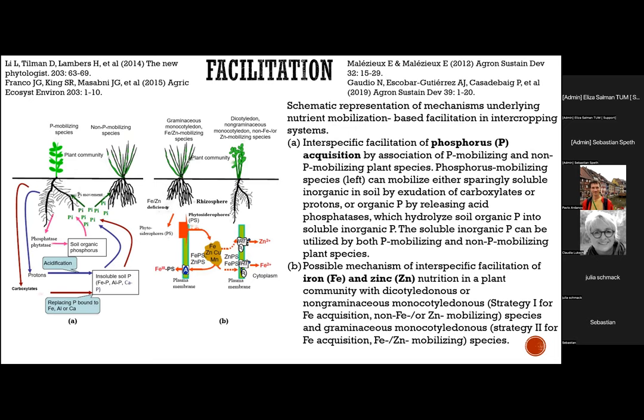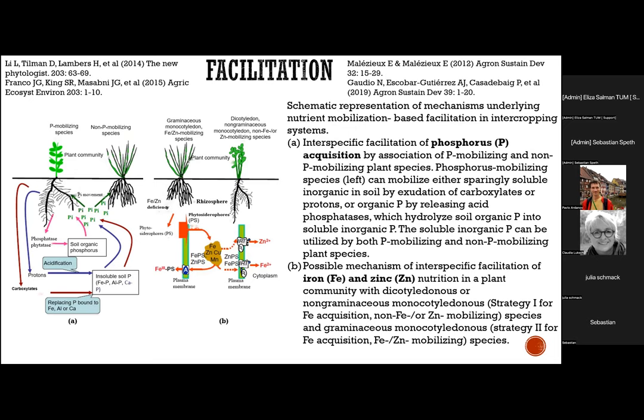In case of this phosphorus facilitation, you may know that phosphorus is a low mobile nutrient. It readily binds to soil particles, so it does not become available after you harvest the previous crop. Nitrogen is the opposite situation. If you need to establish phosphorus facilitation, you need a direct root contact between two crops.